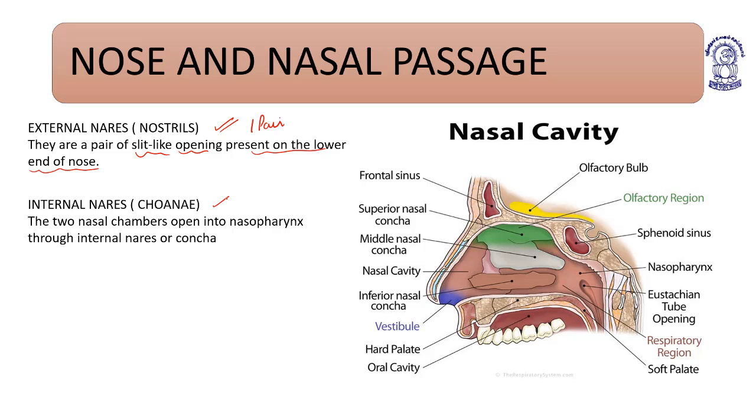Internal nares are concave. These two nasal chambers open into the nasopharynx through the internal nares. So the external nostrils are slit-like openings present on the lower end of the nose. They are one pair. The internal nares are also paired.